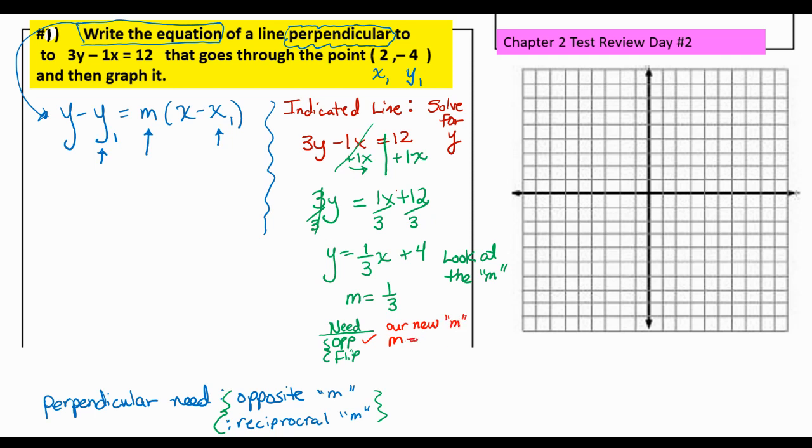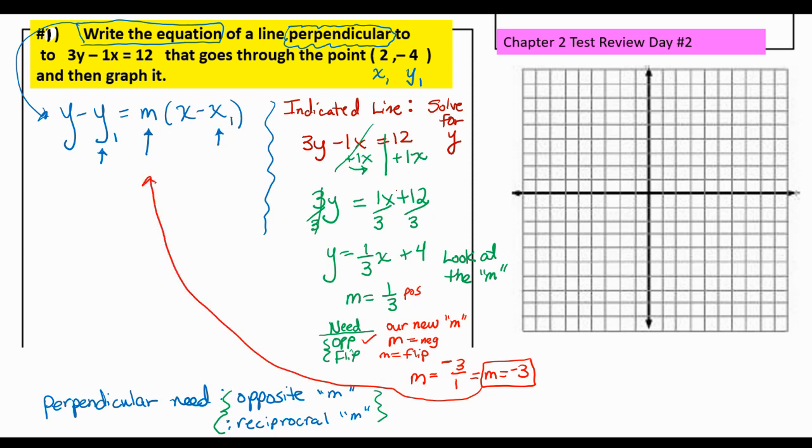So our m has to be, since this one is positive, this one we need to be negative, right? So we need m equals negative something. And then we need the flip. So if we flip 1/3, it would be 3/1, which just reduces to m equals -3. So we needed a negative, and we needed the flip. So we're going to mark this one up right there, and we're going to use -3.